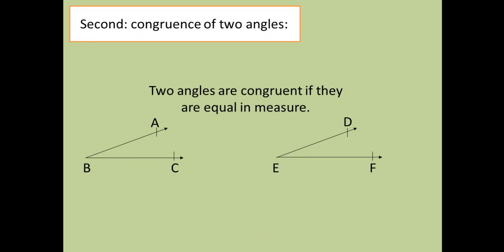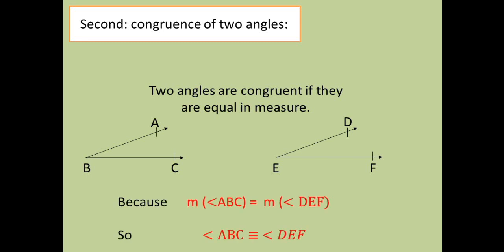Second, congruence of two angles. Two angles are congruent if they are equal in measure. If we have two angles ABC and DEF, they are congruent because the measure of angle ABC equals the measure of angle DEF, and the one angle is congruent to the other angle. But if we write measure, we will write equal. Okay?